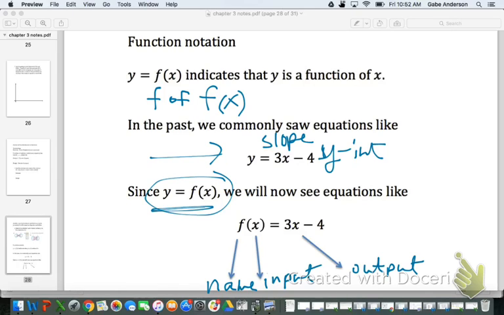Yes? So in that one, the 3x is the slope, and then the y-intercept. No, the 3 is the slope. Yeah, the 3 is the slope, and then the -4 is still a y-intercept? Yep. But the whole thing is the output. Okay, the whole thing is the output there.